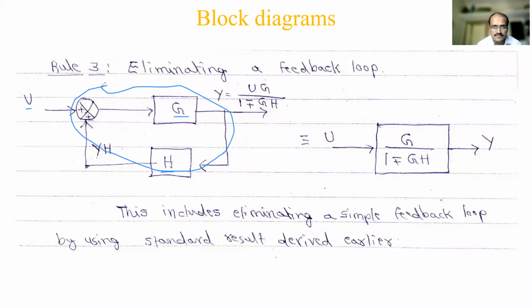When you have such a representation in your block diagram, you have to identify that. When you get this, you can just replace it by a formula. What is that formula? We have just derived it, that is the transfer function. In this case, it is U into G, as I did previously, G into R of S. If you have a plus sign here, it will come minus here, and if you have a minus sign here, it will come plus here. That can be replaced by this block diagram. This includes eliminating a simple feedback loop by using the standard result derived earlier.